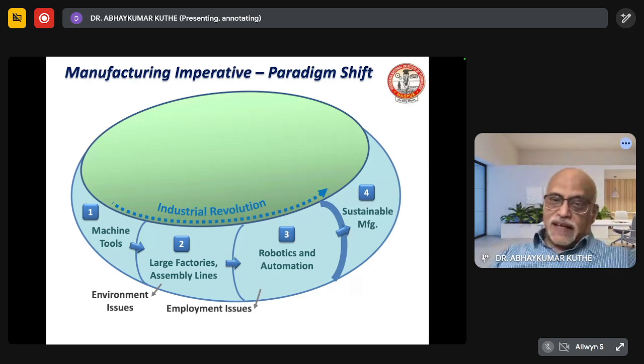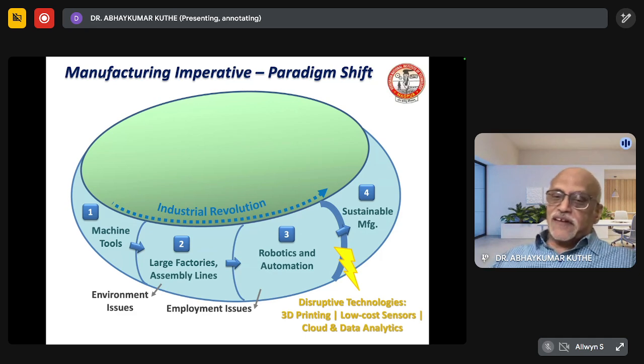Now here, the interesting point is that from 3 to 4, there is a disruptive technology. What is that? The first one is 3D printing, which we are now very much aware of. Then there is the need for low cost sensors, and then cloud and data analytics.